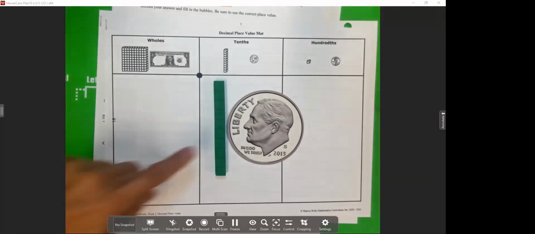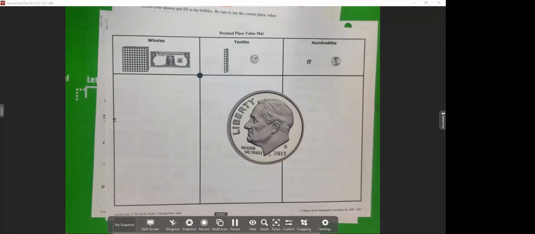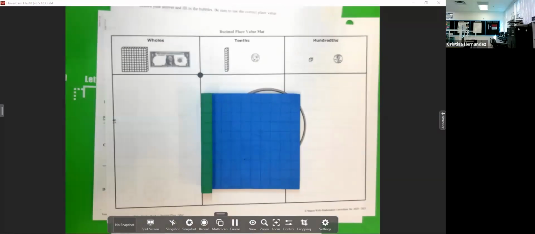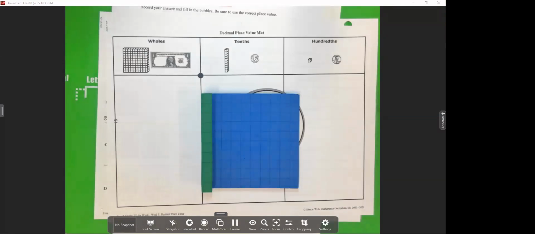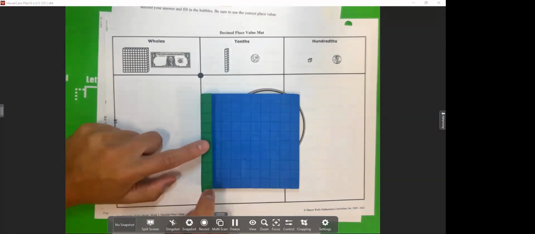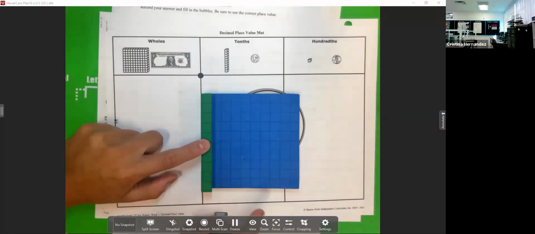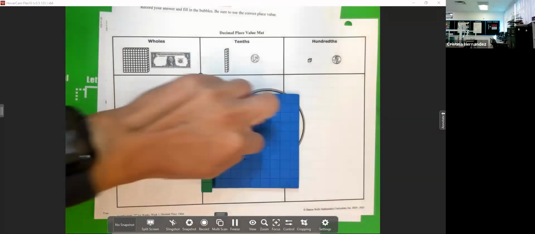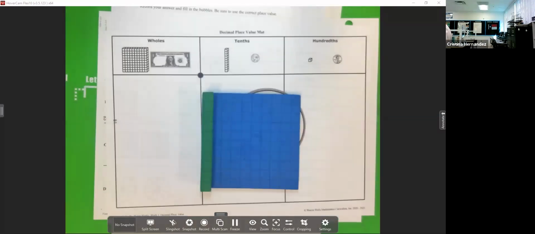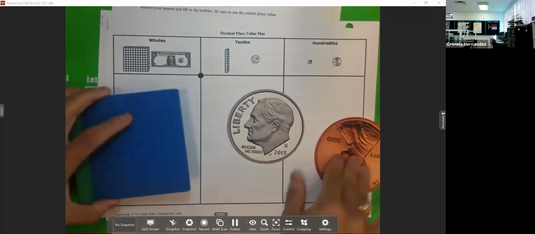10. How many of these? 10. So we have to draw a 100 chart. Yeah, but how many of these green ones does it take to make a whole one? 10. There we go. And then I have my penny here.